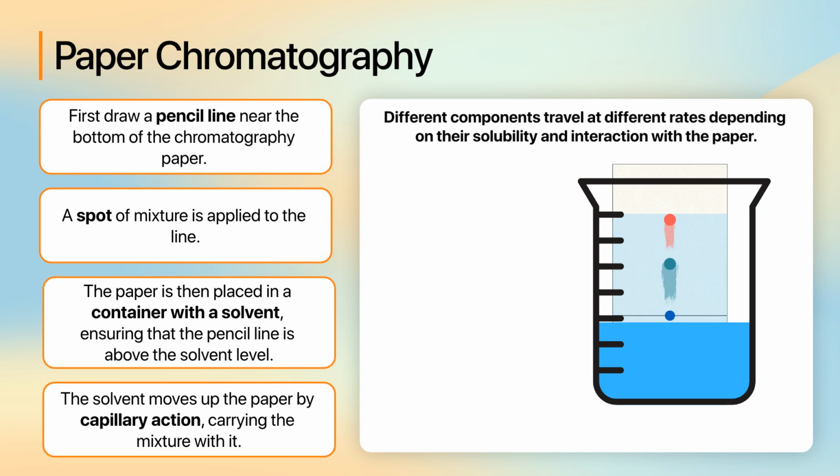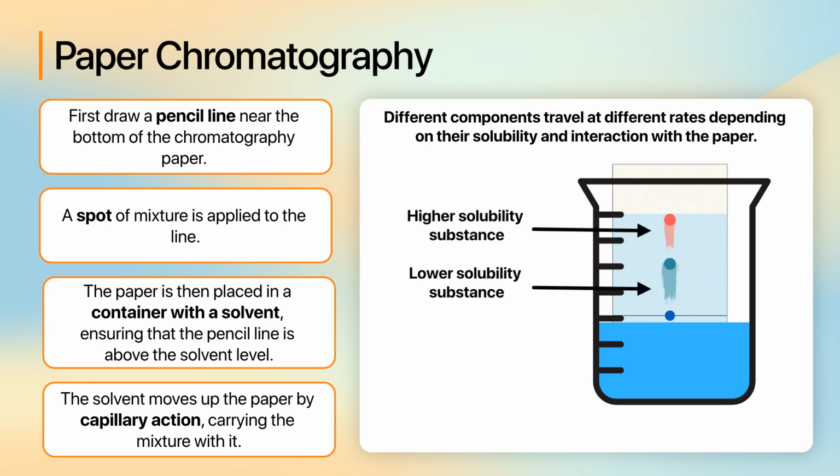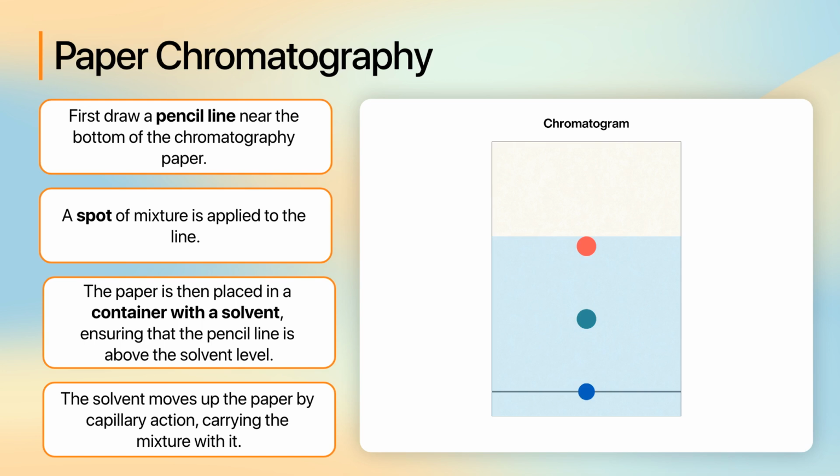Different components travel at different rates depending on their solubility and interaction with the paper, leading to the separation of the mixture into distinct spots. Substances with the highest solubility in that specific sample will travel the farthest. The produced result is called a chromatogram and can be analyzed with comparison to lab data to identify the components of the mixture.